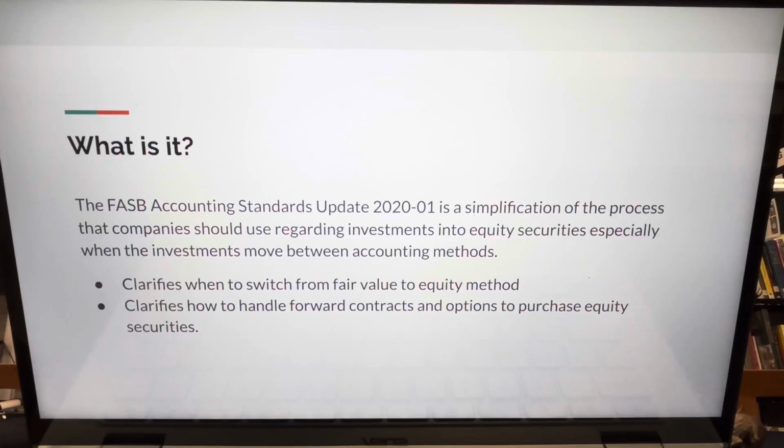What is it? The FASB Accounting Standards Update 2020-01 is a simplification of the process that companies should use regarding investments into equity securities, especially when the investments move between accounting methods. It clarifies when to switch from fair value to equity method, and it clarifies how to handle forward contracts and options to purchase equity securities.